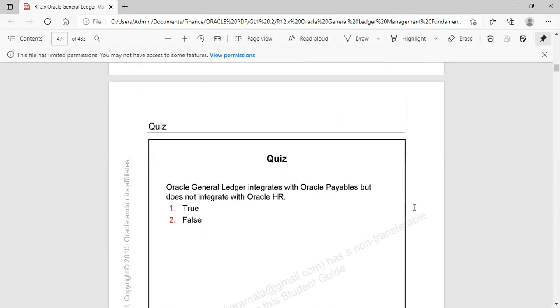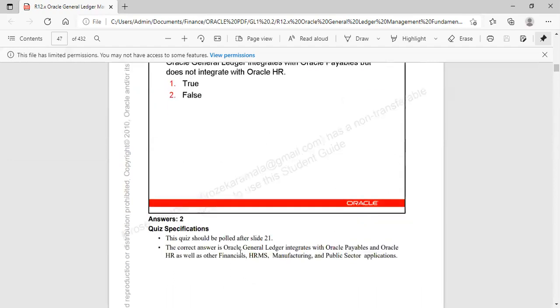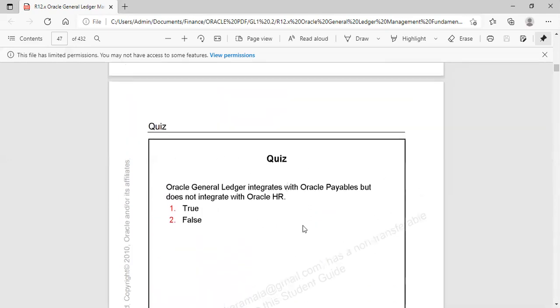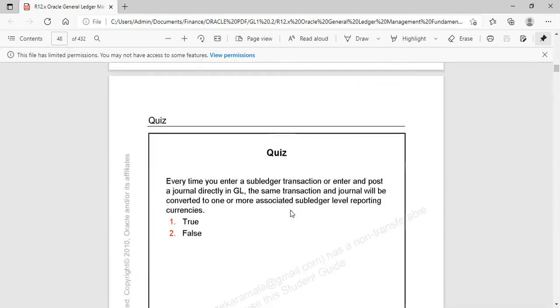True. Oracle General Ledger integrates with Taleo but not with HR. Why? It integrates with everything, right? HRMS it integrates. See, it is asking, will it integrate with this and not that. Oracle integrates with non-Oracle also. It will integrate with everything. But HR, only your salary is coming. What will go from HR to GL? Salary payment. The payroll you run, that will come to GL, right? For payment, like that. Integration is possible with everything. Every time you enter a subledger, just put a journal in GL, the same transaction will be converted.